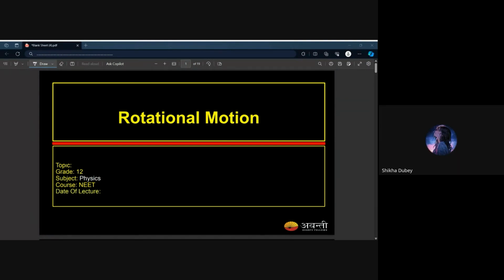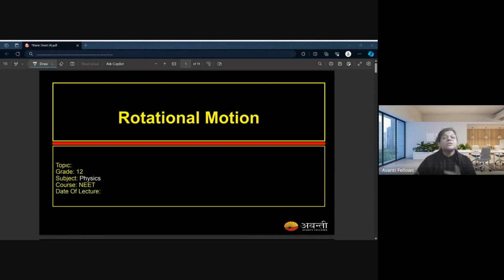Translational equilibrium and rotational equilibrium. I guess I wrote EQ dot. So EQ dot stands for equilibrium when it comes to physics, right? That's a slang which I use. So I hope you remember it as translational equilibrium and rotational equilibrium. Is that okay, Shikha? Yes, ma'am.